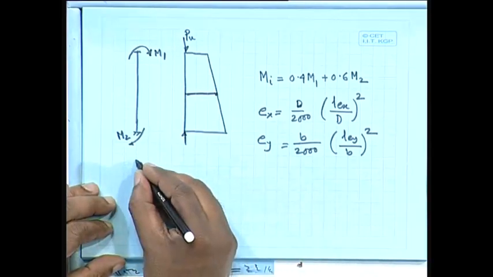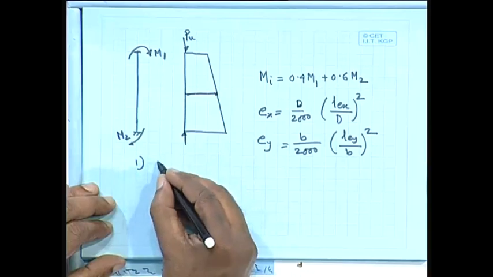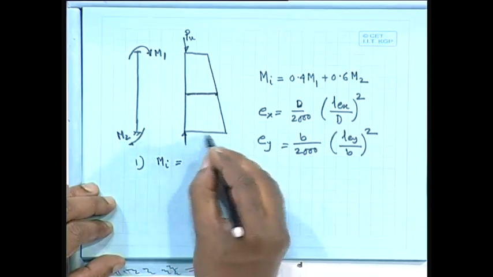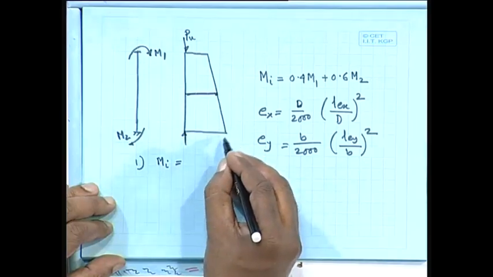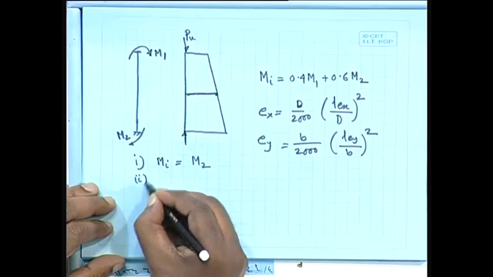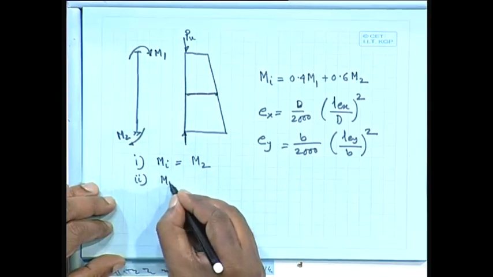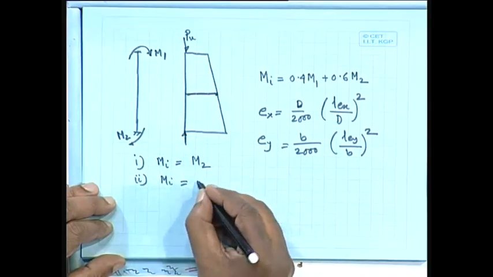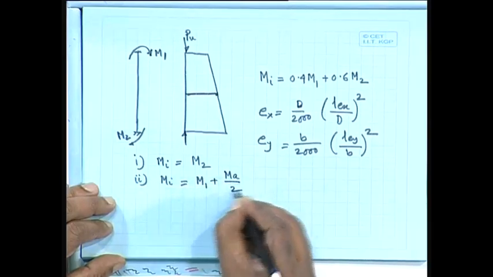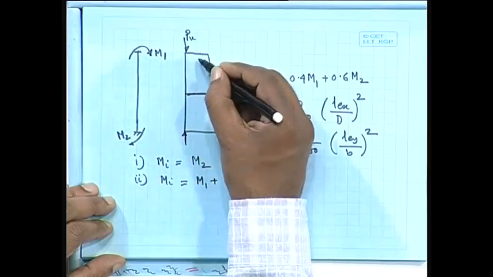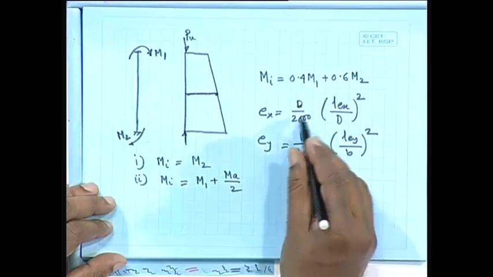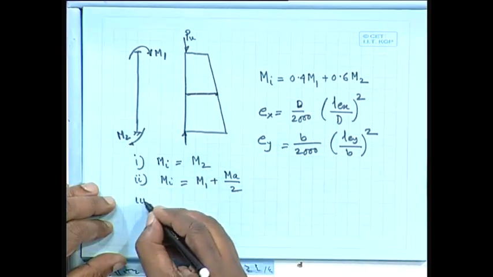Number 1, Mi equal to M2, if we consider the maximum. So, Mi equal to M2, that is one case. Number 2, Mi equal to M1 plus Ma by 2. M1 means the minimum one out of M1 and M2, and this Ma by 2 we are getting out of this eccentricity.